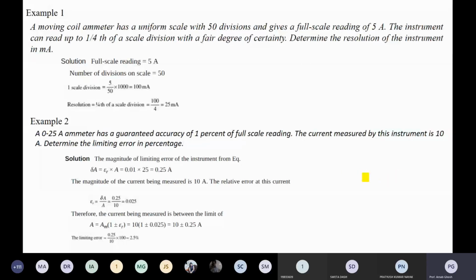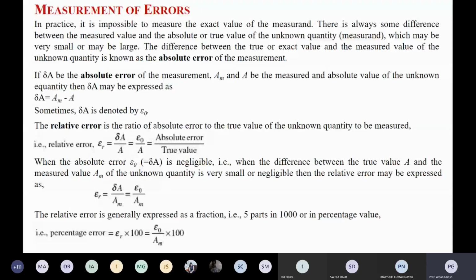Okay, now I am going to define what the different types of errors are. So first you can say absolute error. Absolute error means there is some calibrated, actual value, but the result is different from the actual value. That is called absolute error. So delta A, where AM means measured value and A is your set value, means absolute value. The difference between the measured value and the absolute value is called delta A. Delta A means absolute error.